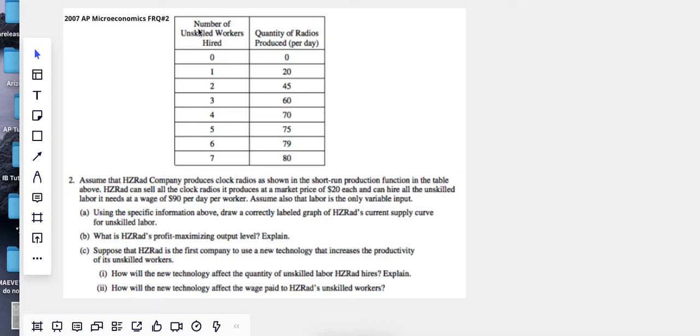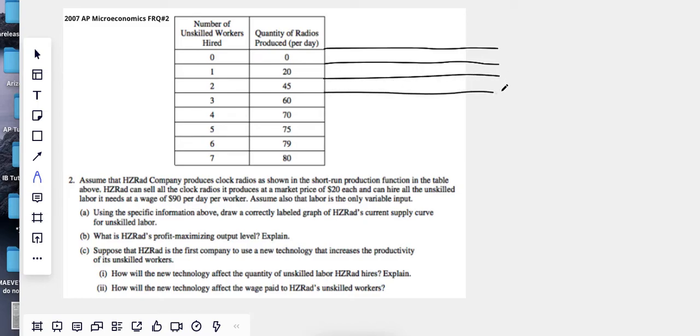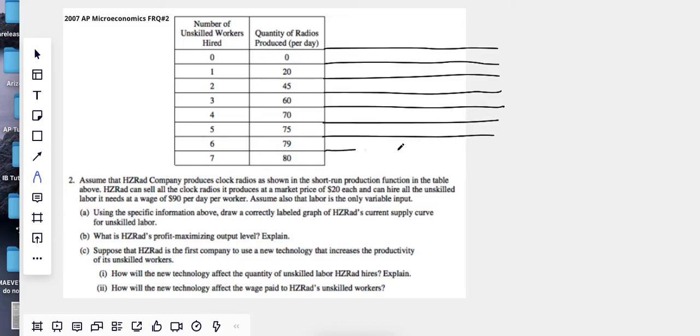And 7 AP Micro FRQ number 2. It's a labor problem. Everybody's all hooked up on labor right now. So let's see if we can, again, extend our table here and cover what we need to.